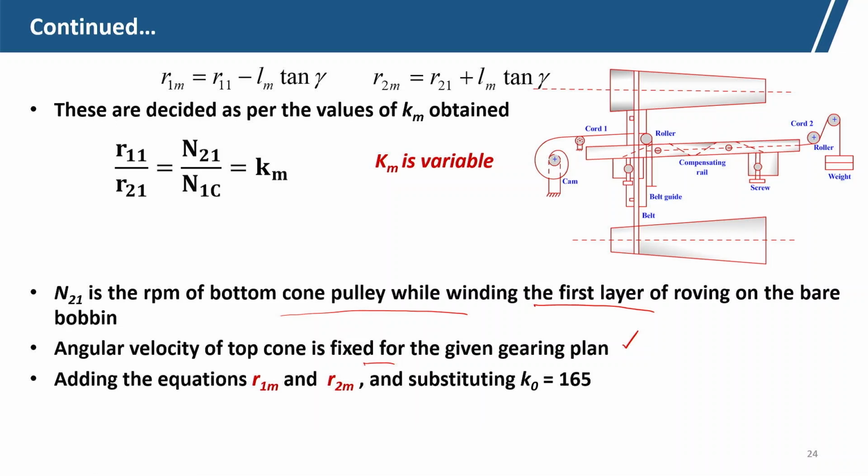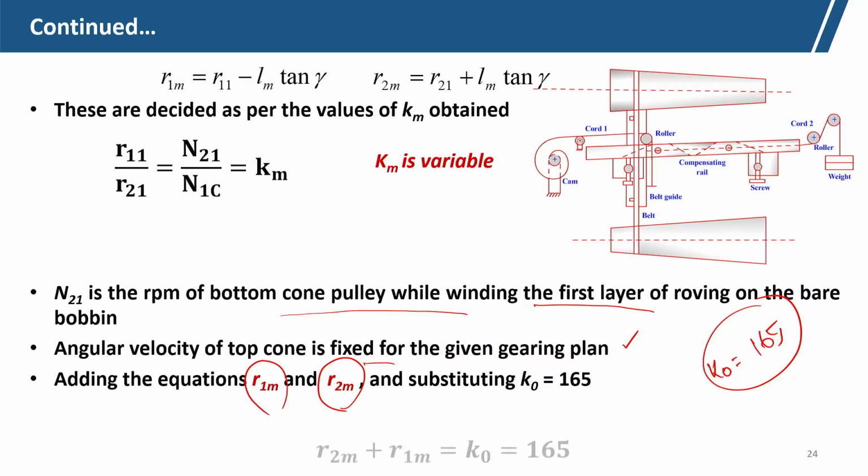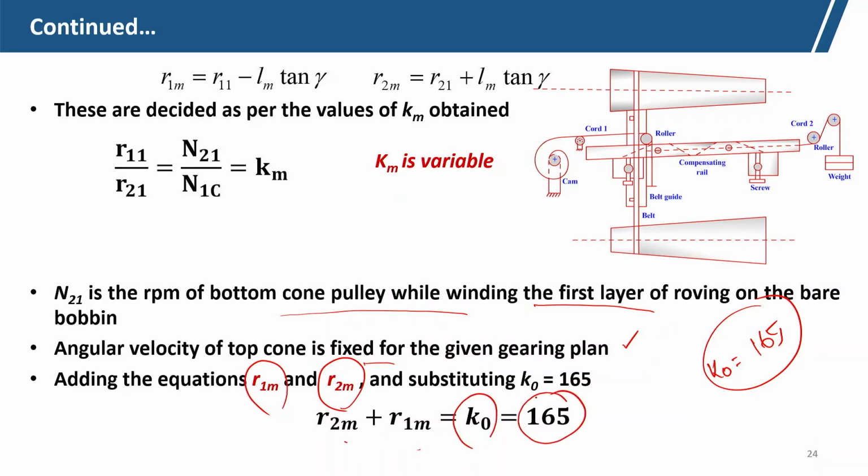Adding these two, R1m plus R2m, we get K0. K0 is 165, let us assume, as per the design. So, R2m plus R1m is always constant, equal to K0, equal to 165.